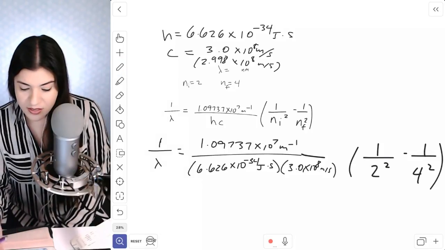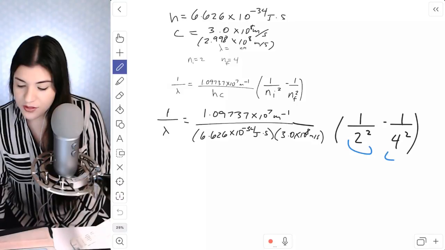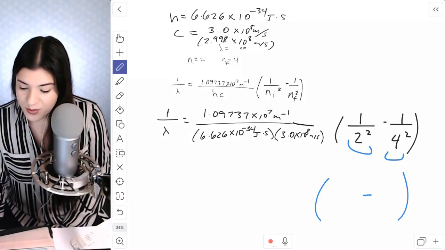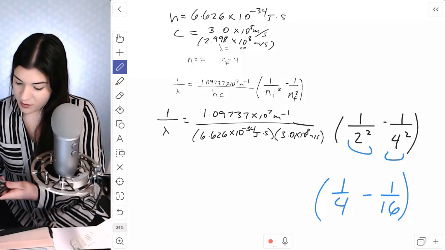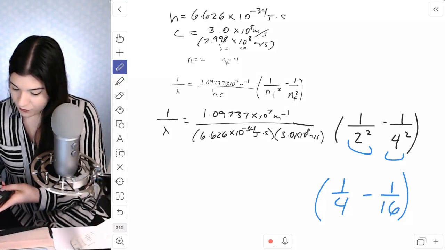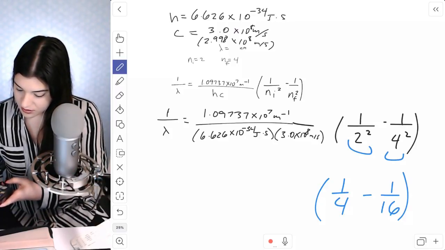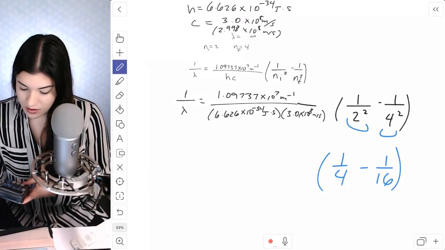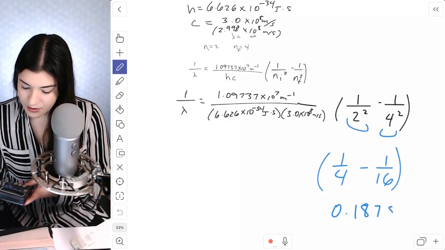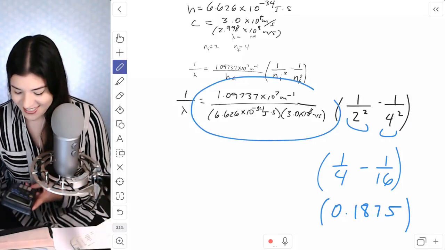And then what I'm going to do first is do what's in parentheses. So I'll square these values and figure out what that is. So this would have been 1/4 minus 1/16. And I'll separately do that on my calculator. So 1/4 minus 1 divided by 16. This would give us 0.1875.